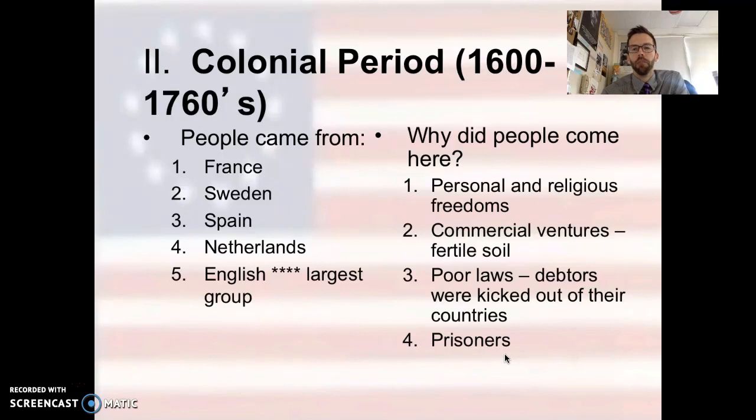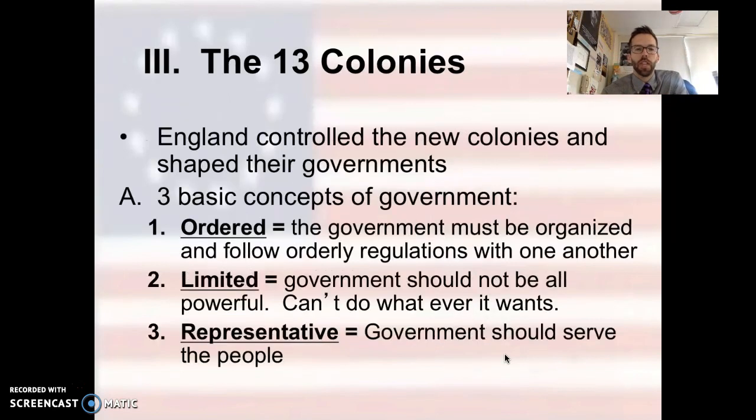Why? Personal freedom, religious freedom. Some people are coming here to make money. Some people get kicked out of their countries. Some are prisoners. So a whole lot of reasons people are coming to the present-day United States and setting up these 13 colonies. Okay, so this is really where some of the foundations of our American government come from.